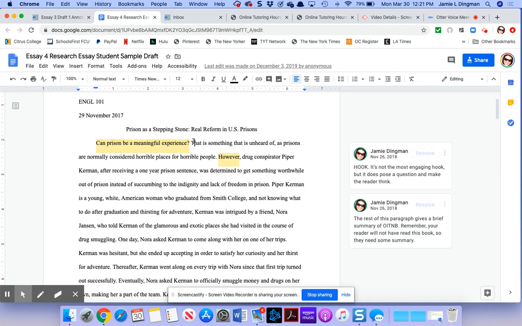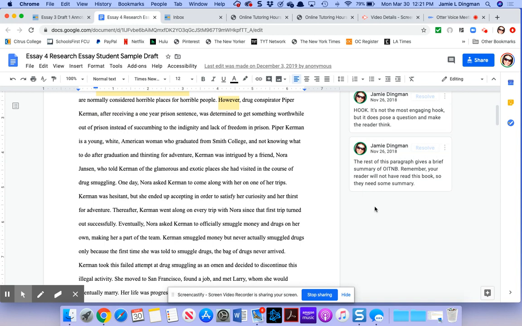And if you look at the elaboration, it's attempting to answer the hook, right? Can prison be a meaningful experience? That is something that is unheard of, as prisons are normally considered horrible places for horrible people. So we can see that they're addressing the question here in their elaboration. They're not just running away from their own question. And then this is actually a pretty good summary, the rest of this paragraph. It's brief, but it's really good.